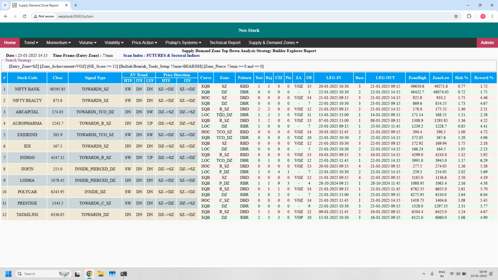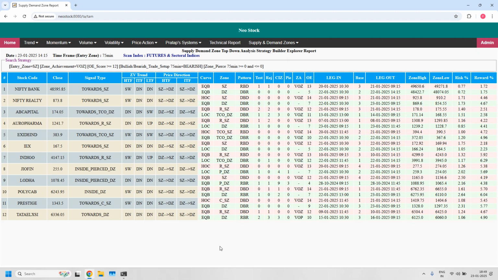We should look for all these supply zones. They are supporting bearish trade setup. And some of these supply zones are already high liquidity zones. That way they have some high probability. Apart from that, we can also look for high probability based on the zone confluence.